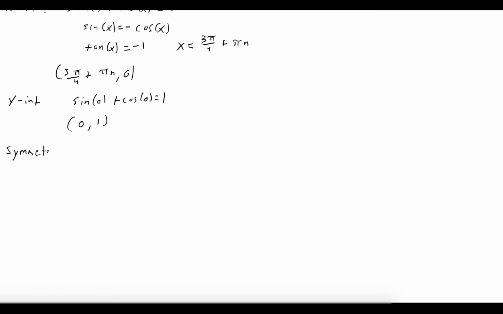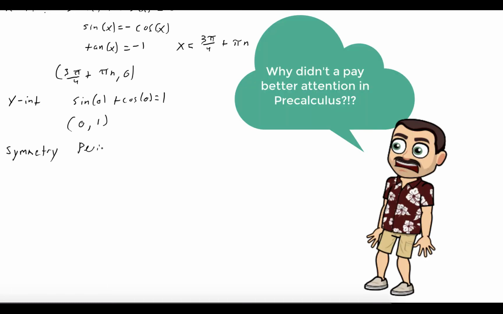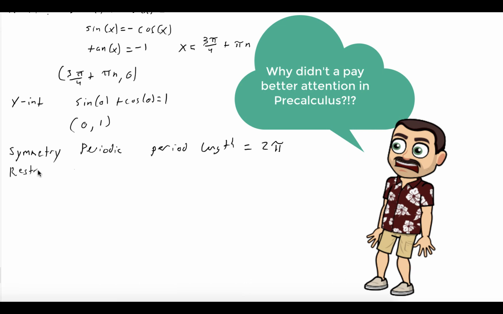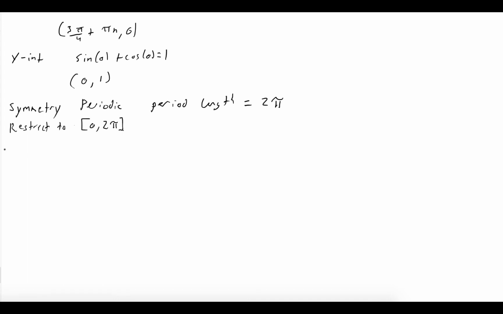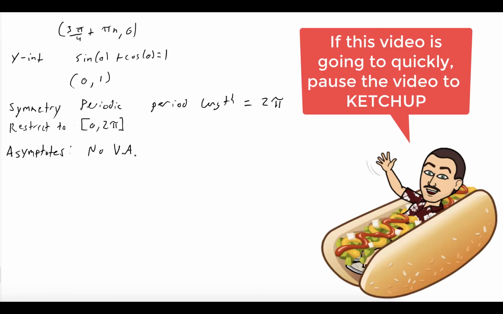Next is symmetry. Well, we have trig functions, so it's going to be periodic, and the period of this function is 2 pi. So instead of looking at the interval negative infinity to infinity, we could restrict our attention to x between 0 and 2 pi. Asymptotes is next. There's no vertical asymptotes because our domain is all real numbers. And you could see that the limit as x goes to infinity or negative infinity of f of x does not exist, so there's no horizontal asymptotes either.